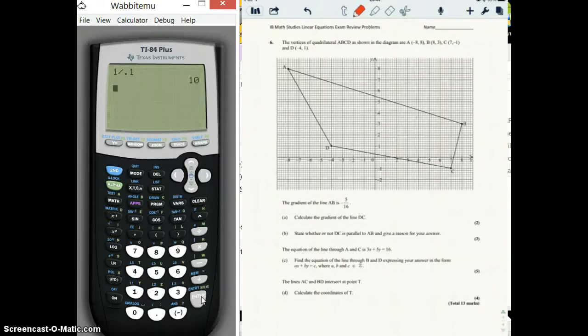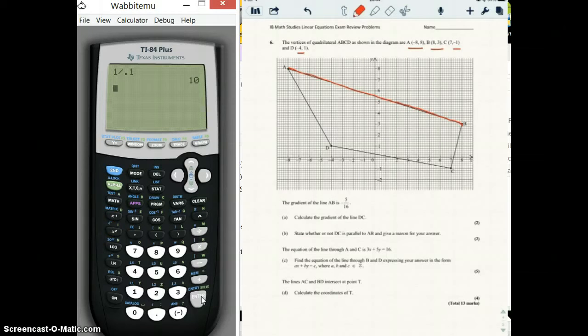Okay, now here's the last problem. The 4 vertices of quadrilateral ABCD are shown in the diagram, and the points are given here. Okay, so they not only give you the points, but they also graph the points. So we won't go into that, but the gradient of line AB is -5/16. So they're talking about this line here. So they've already calculated the gradient for that too.